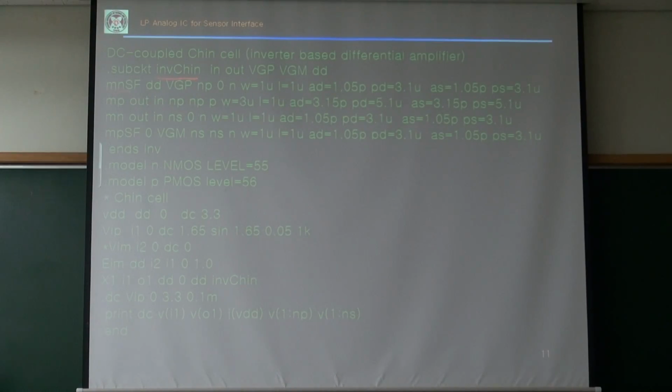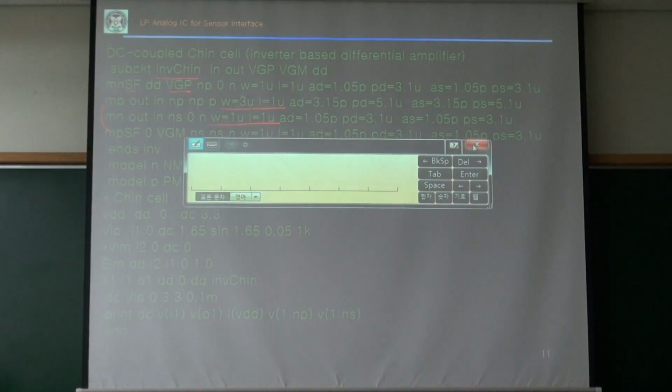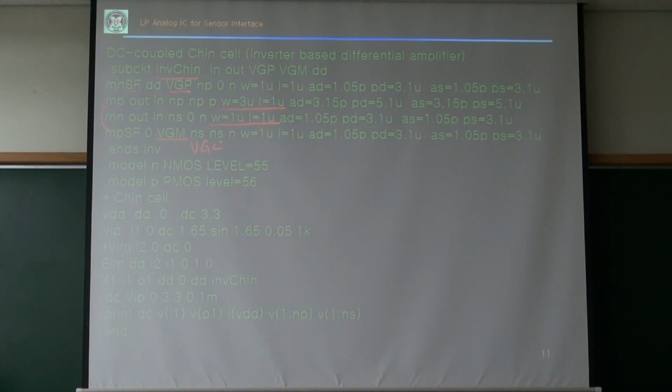I have an NMOS source follower. VGP is actually VG1. This is the inverter. The inverter is 3x1, 1x1. This is a PMOS source follower. VGM is my VG4. Okay, this is VG1. So I just apply input to this inverter. Let's see, do I have some capacitor coupling? This is I1, just the inverter, I1 O1. So this VG1 is VDD, and this is VG4. So we just look at the DC transfer curve of this one.